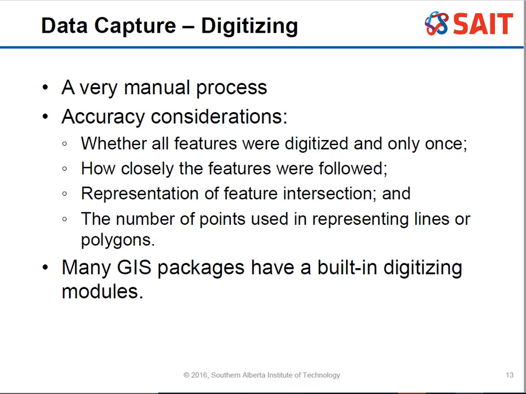There are some accuracy considerations with it. If you manage to get all the features, and they were only digitized once and weren't accidentally done a couple times, how close you followed the features and those lines. Also, if you have intersecting features, do they intersect at the right spot, and how many points were used in representing lines and polygons. If you overdo it, you can oversample or undersample. If you're trying to get high accuracy, you're going to have a lot of points along a line, and that just takes more time. Pretty much every GIS package has a built-in digitizing module of some sort, so you can get that data.